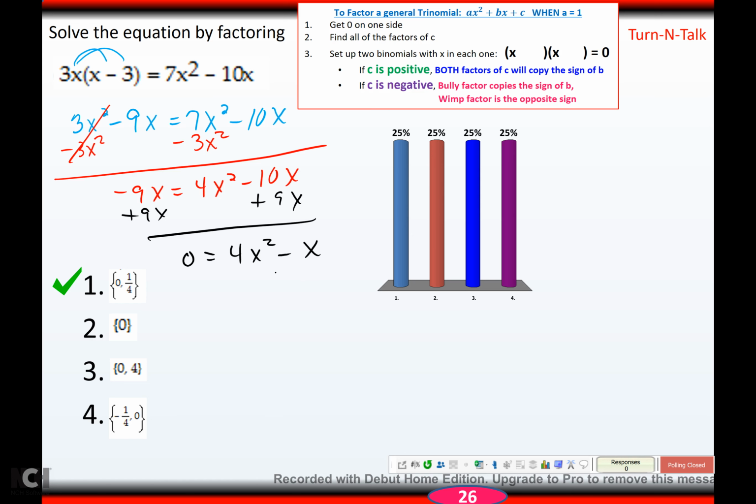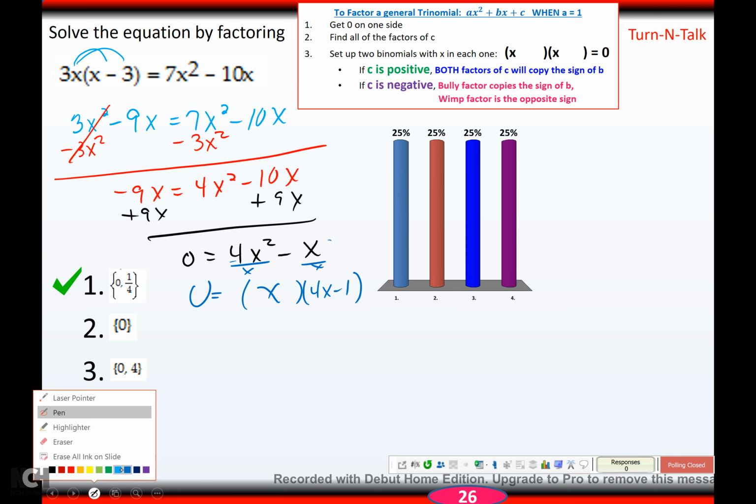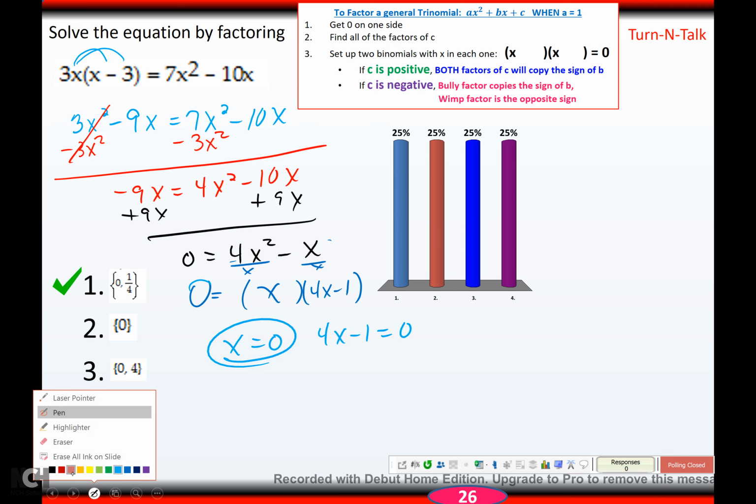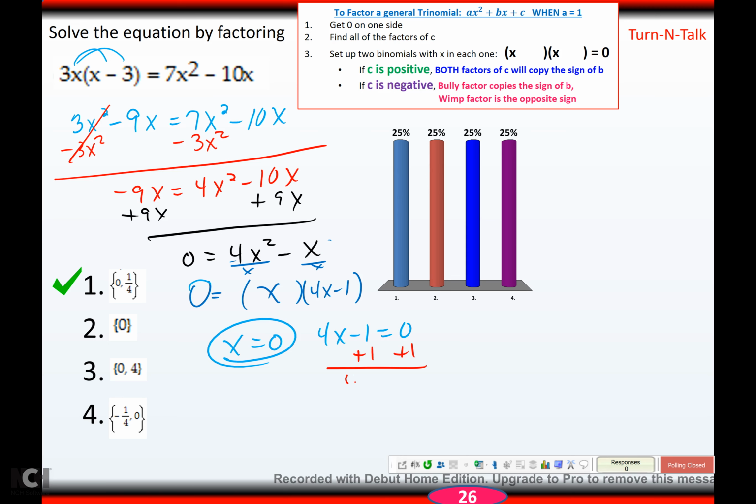If I factor, there's only two terms, so the only thing I can do is GCF times what's left. The only thing these two have in common is an x. And if I pull an x, that leaves 4x minus 1. We're at the zero product property that says then either x is 0 or 4x minus 1 is 0. That one's done. To solve this one, I'm going to add 1. I get 4x equals 1. Divide by 4. I get x equals 1/4. Hence my two answers.